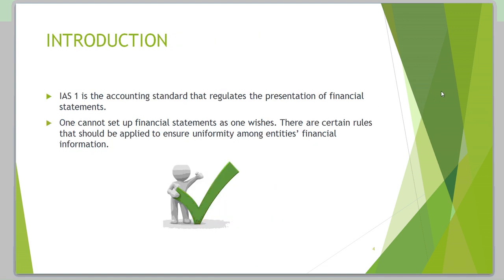An introduction. IAS 1 is the accounting standard that regulates the presentation of financial statements. So IAS 1 was set up because one cannot set up financial statements just as you wish. So there are certain rules that should be applied to ensure that there's uniformity among entities' financial information.